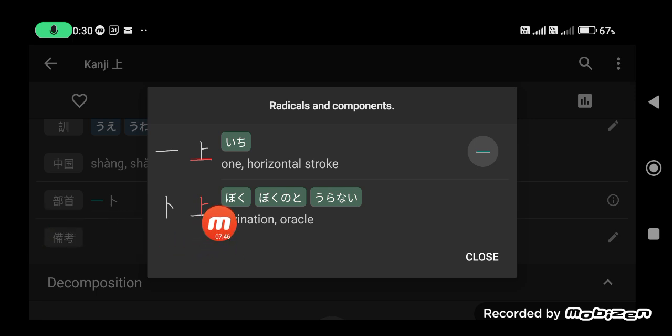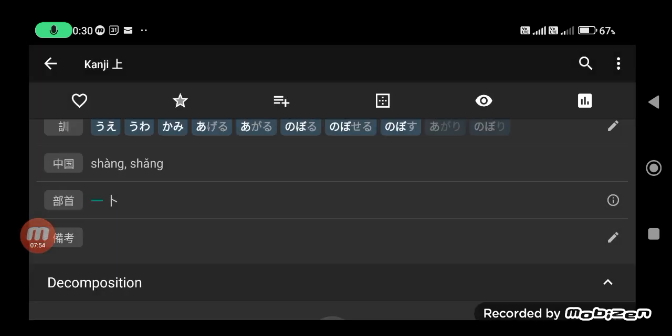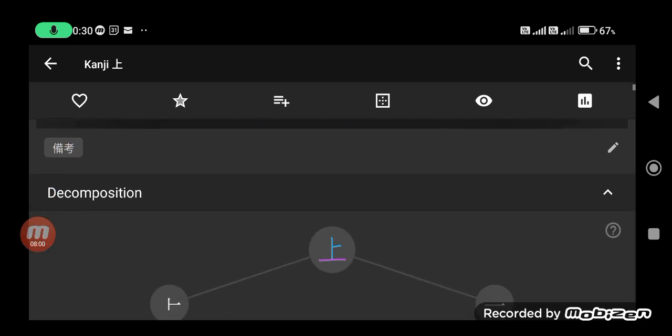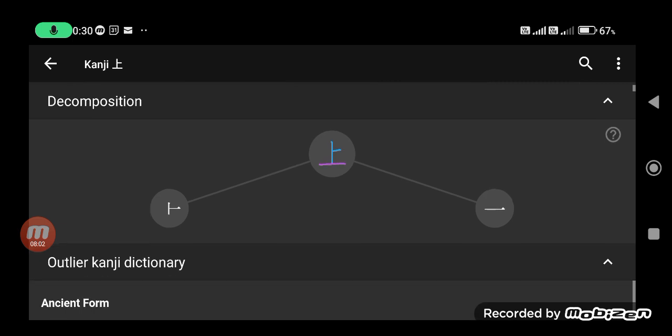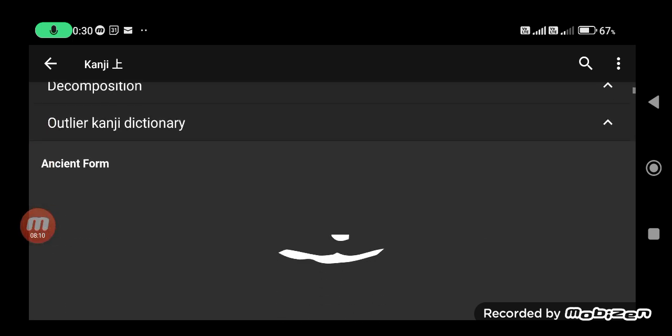It's a boku no to, oranai, an oracle, or this is also called divination crack. It looks like a crack. It is a divination crack. So see, we break down. This is the most significant radical here because it is the one determined color green.